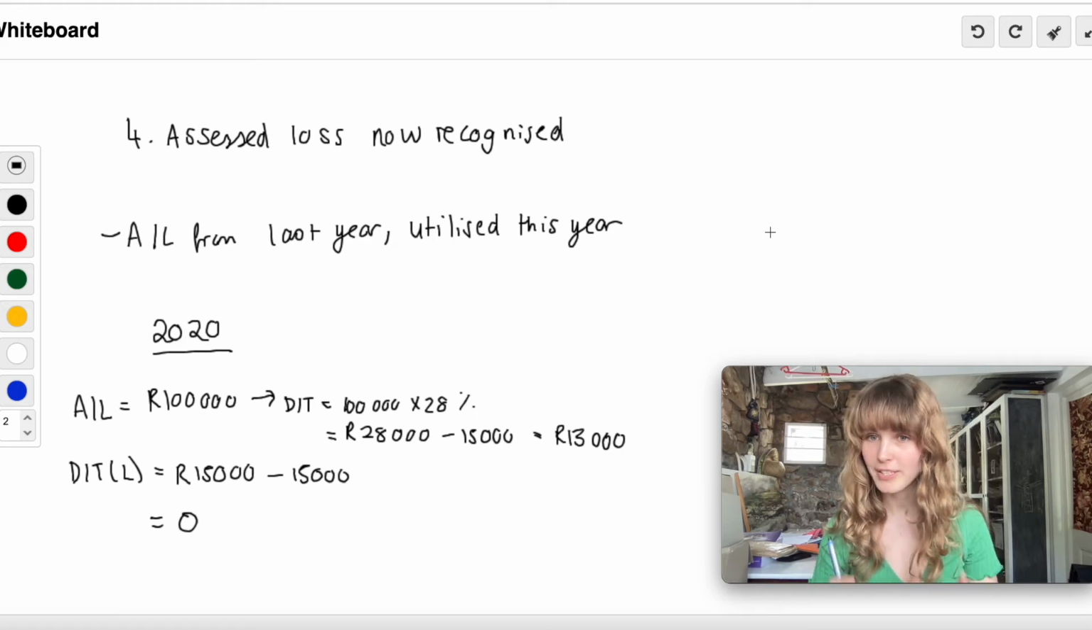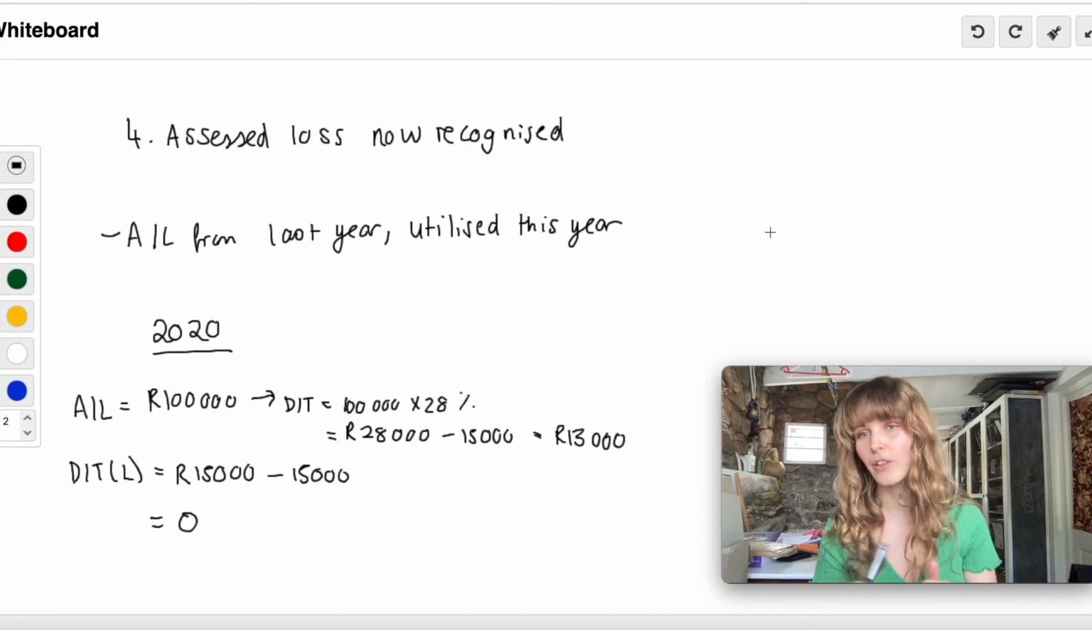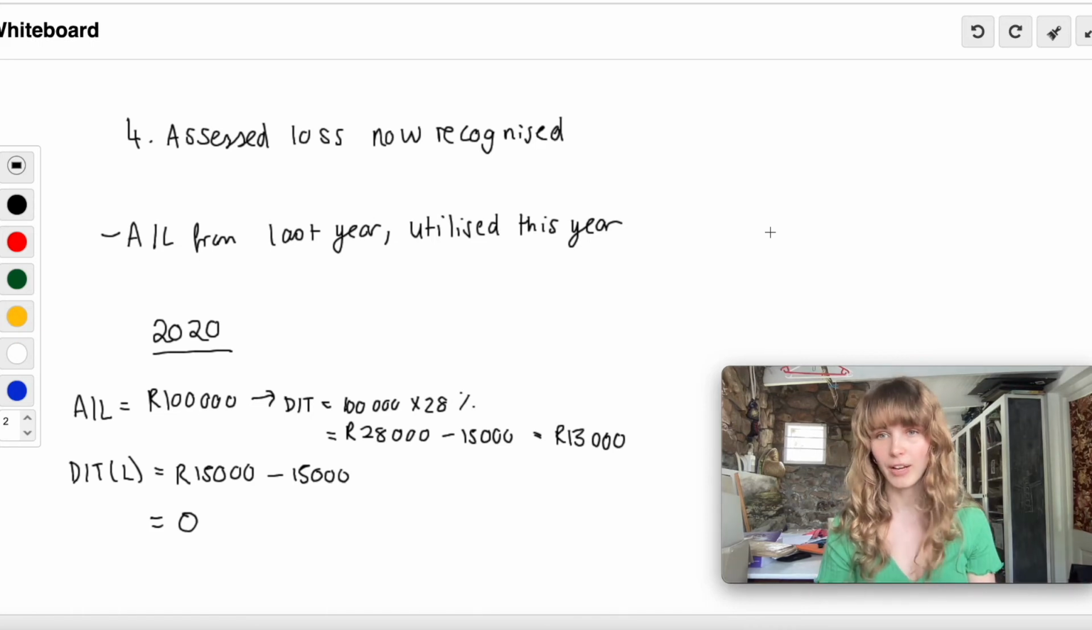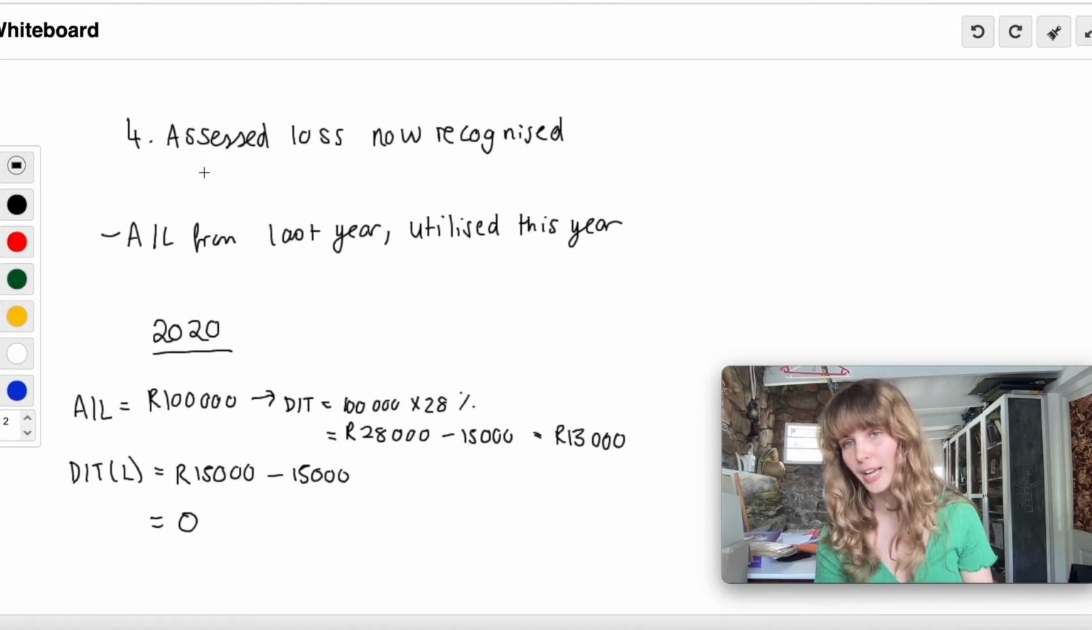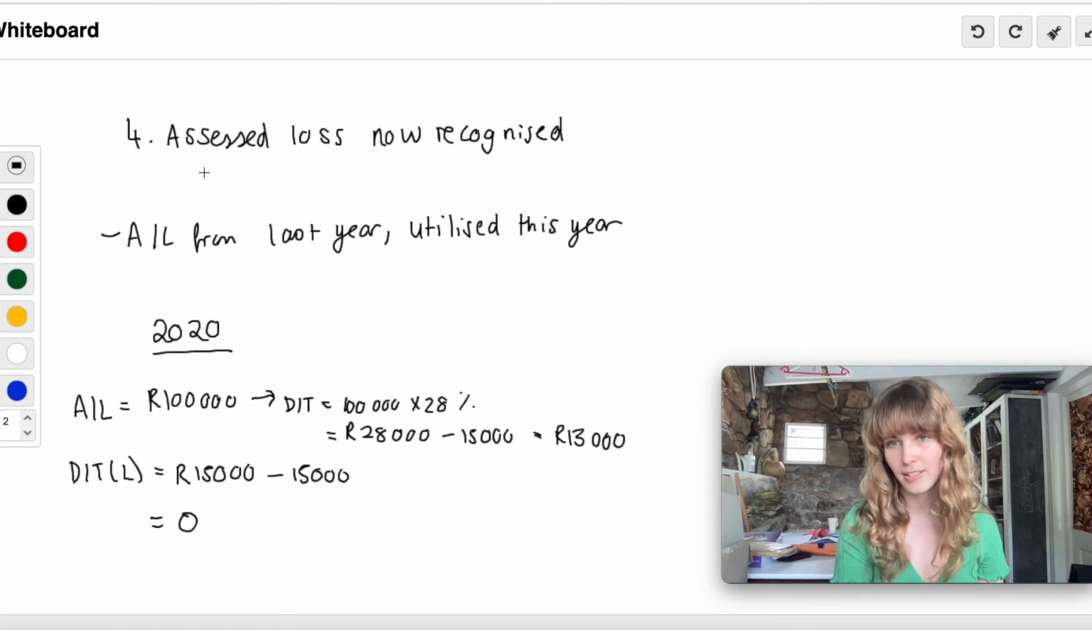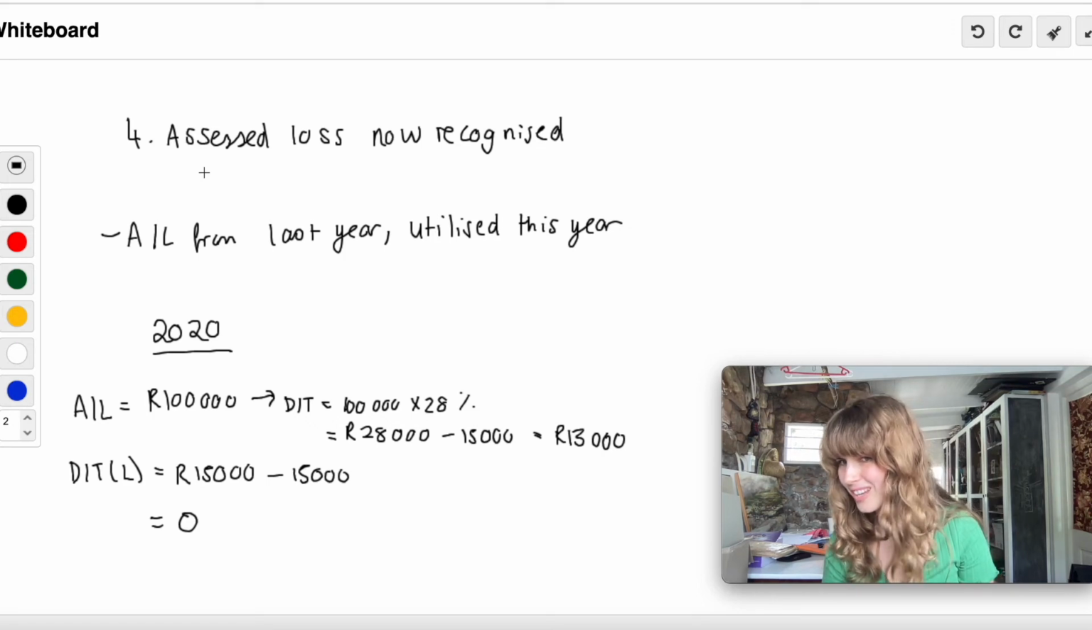And the principle in this case is if we expect that we will be able to utilize that assessed loss in the following year, then we will be able to recognize a deferred tax asset of 13,000 Rand. If not, then we are not allowed to recognize that 13,000 Rand at all in this year. If it's the case that I don't think I'm going to make enough taxable income to utilize my assessed loss in the following year, then it's going to give rise to a contingent asset rather than a deferred tax asset. But what does this whole spiel have to do with reconciling items?